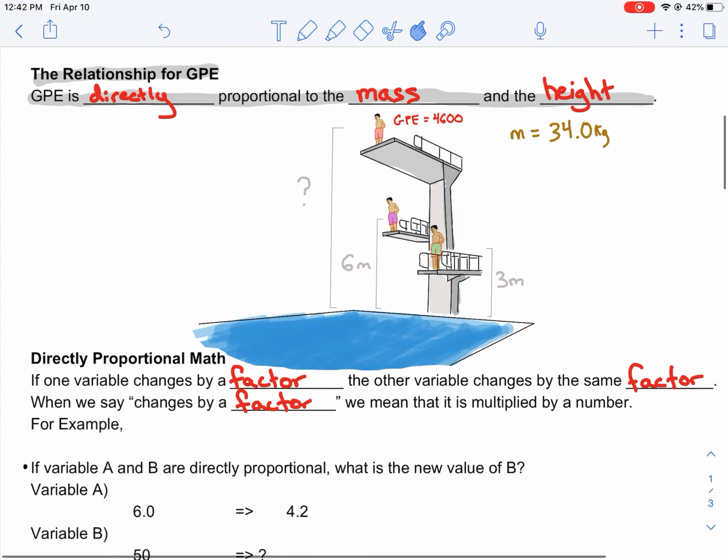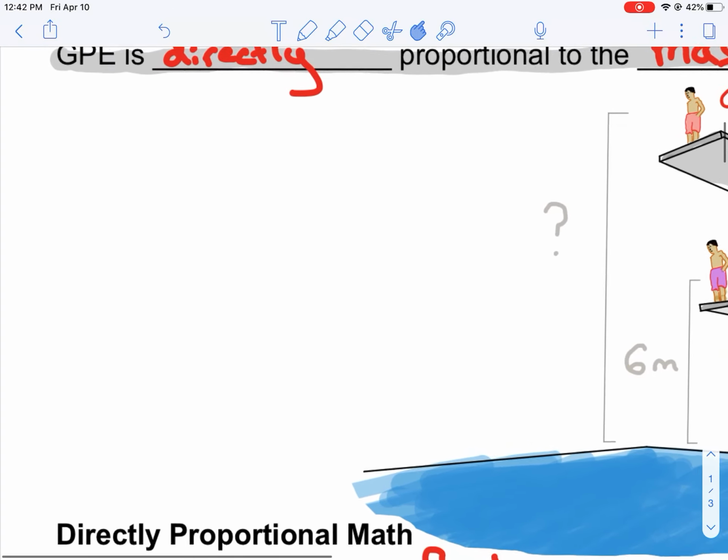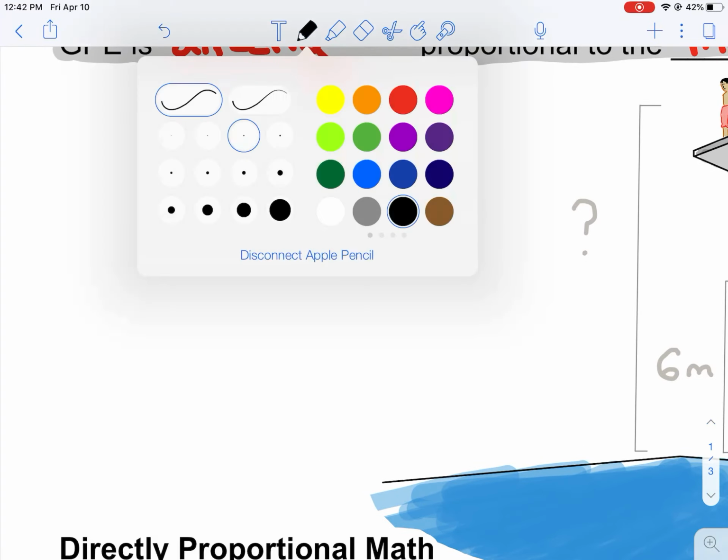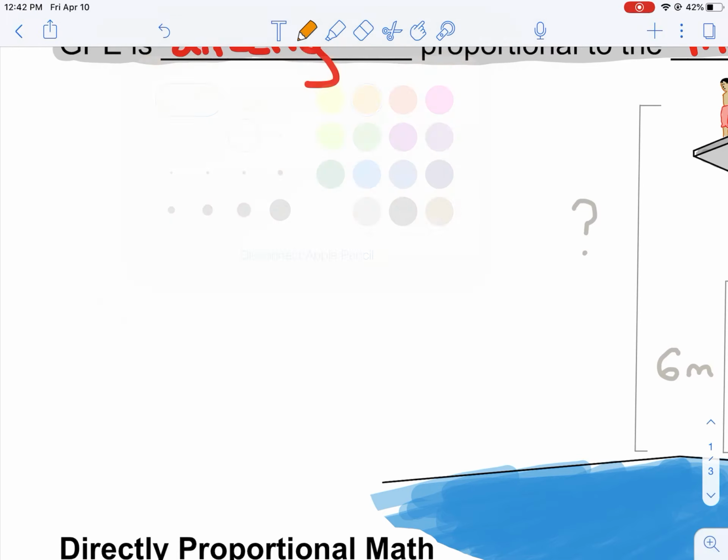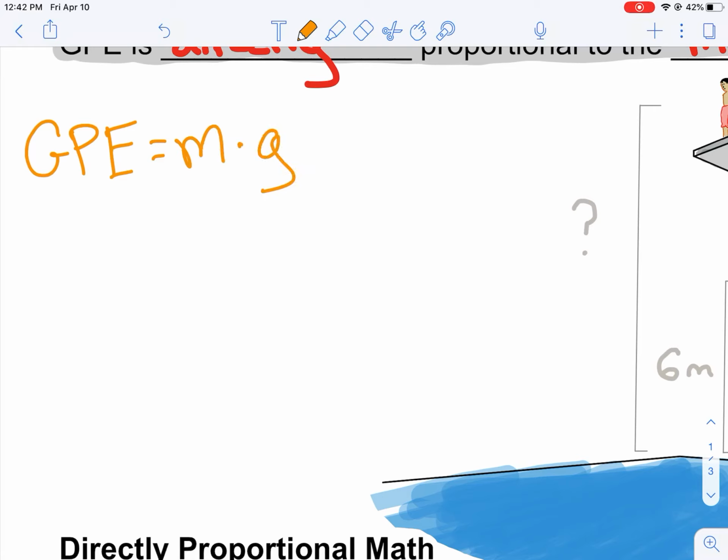We have a new relationship that we'll be studying, and that is this one. I'll write it in orange. GPE equals mass times little g times h. And I want you to remember that little g, that's the acceleration due to gravity, and that's constant. That's 9.8 meters per second squared.